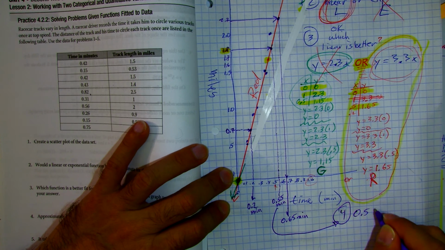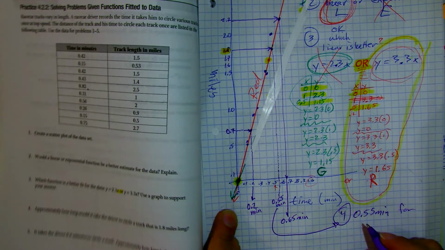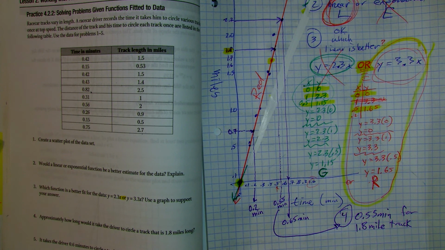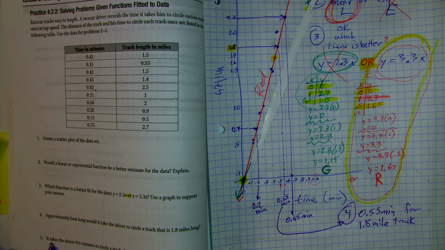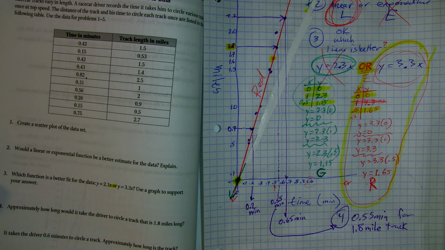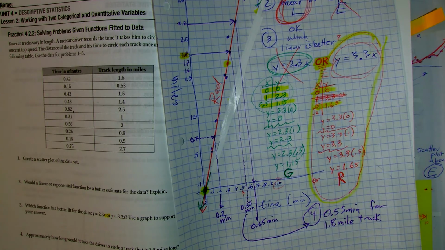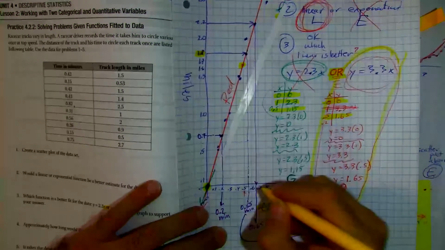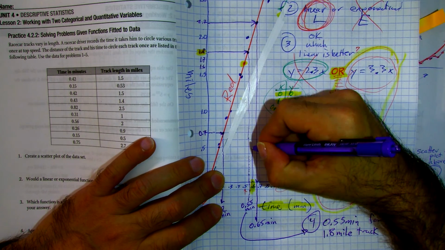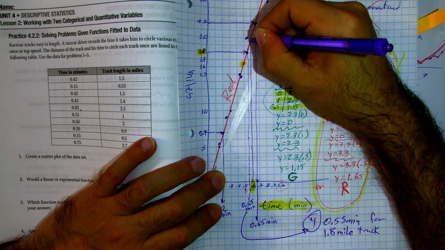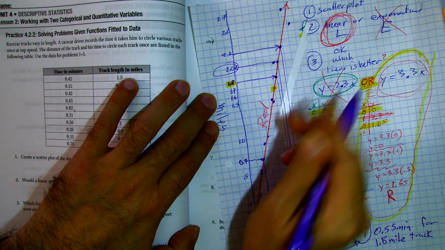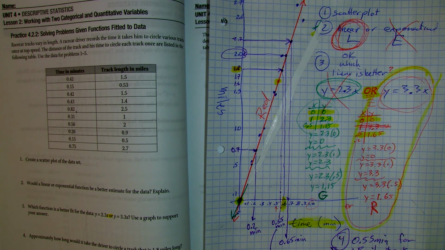All right, number 5, last thing for the day. It takes the driver 0.6 minutes to circle a track. How long is the track? So if it takes you 0.6 minutes, 0.6 minutes is right here. So if I follow this line up, 0.6 minutes. Well, look, 0.6 minutes is for a 2-mile track, right? How long does it take you to go around a 1-mile track? It's going to take you 0.3 minutes. How long does it take you to go around a half-mile track? 0.5 miles here, half a mile. It's going to take you about 0.15 minutes or so.